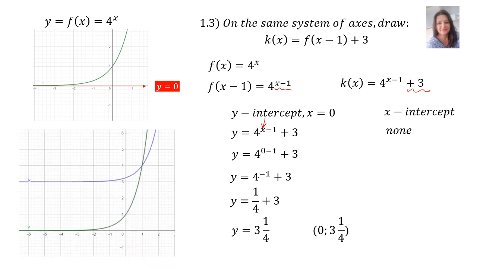And there's your graph. The purple graph is the new graph k of x, and in it comes the horizontal asymptote, which is the line y equals 3. And then also your y-intercept, there you can see it clearly, it is the point (0, 3 1/4).